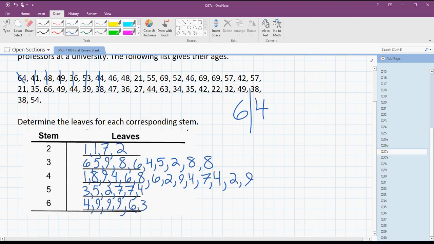So that's what your stem and leaf plot will look like. If you want to put the numbers in order, good for you. Cool. Do it. But they don't have to be.